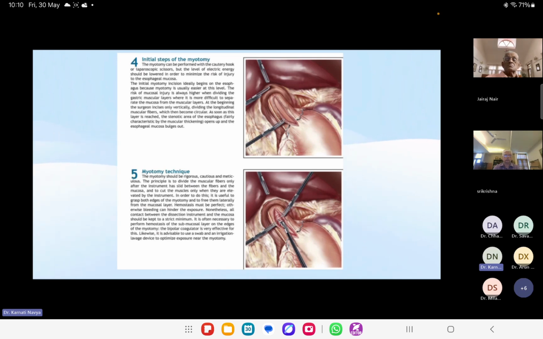Initially it is started 2 centimeters above the gastroesophageal junction and proceeded downwards. Initially the longitudinal muscle fibers are cut, followed by the circular muscle fibers. Then the submucosa usually bulges out. Once the submucosa bulges out, the plane is created and the remaining circular muscle fibers are dissected, and the patency is measured with an endoscopy. An air leak test is also performed to look for any perforations.